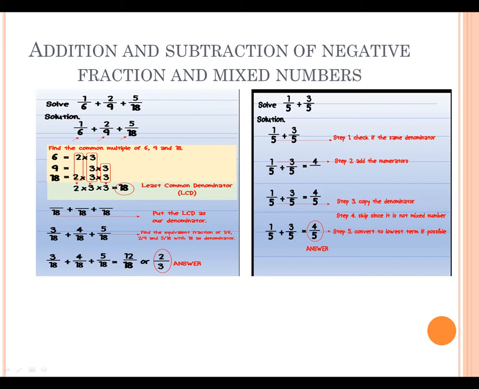Here is also a simple example, 1/5 plus 3/5. You can see the denominators are the same, so the LCM should be 5, so the numerators can be simply added, and its answer should be 4/5.